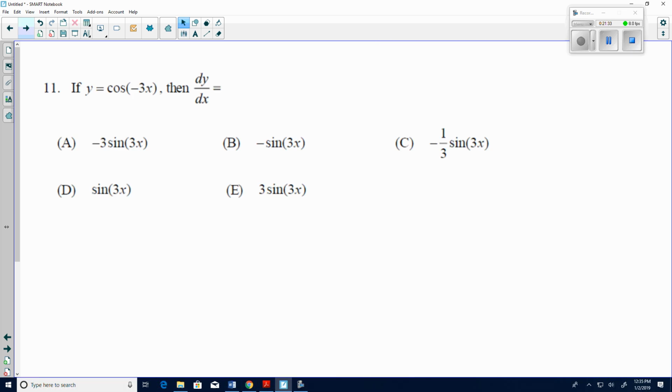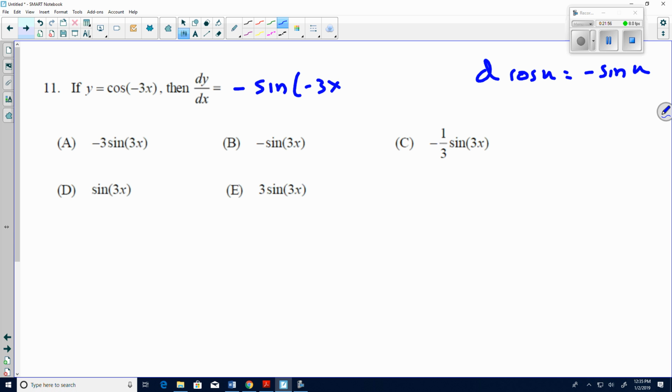Okay, number 11. This looks like a straightforward derivative problem. Sure, chain rule again. We should know the derivative of the cosine of u is minus sine of u. And be sure to use the chain rule. So the derivative of cosine of minus 3x is minus the sine of minus 3x, and then multiply that times the derivative of the inside, which is negative 3. So cleaning that up, we have what? 3 sine of minus 3x.